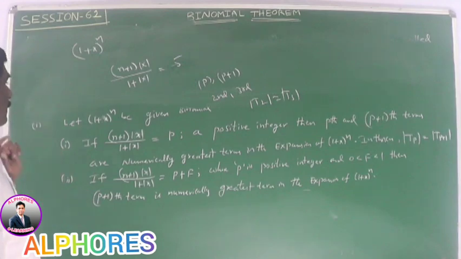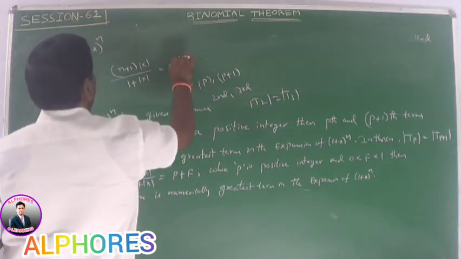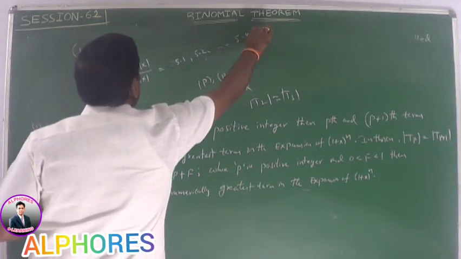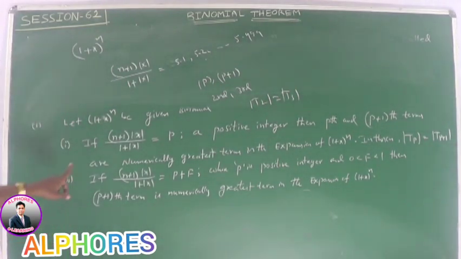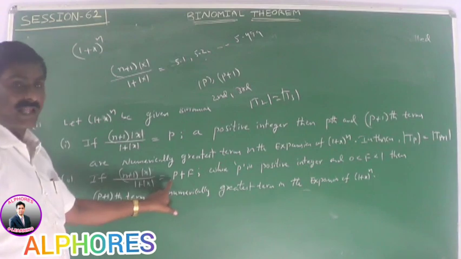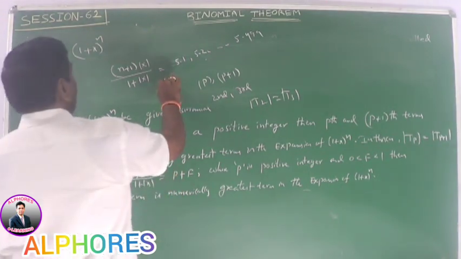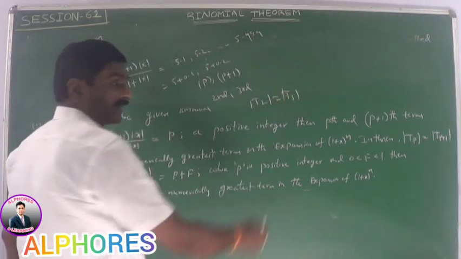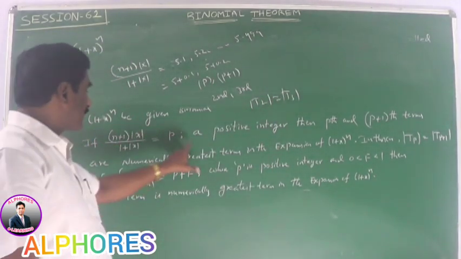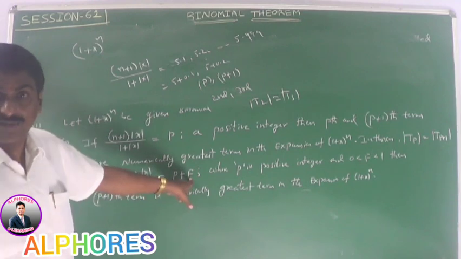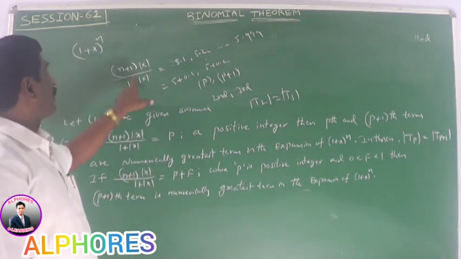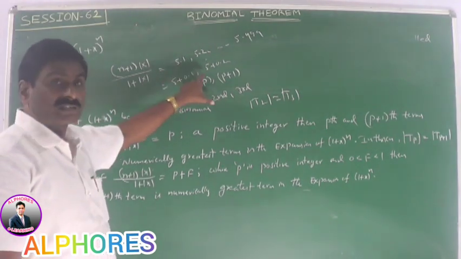Okay. Next, suppose this value is 5.1 or 5.2 up to 5.9. Suppose (n + 1)|x| / (1 + |x|) is equal to p + f. That means 5 + 0.1, 5 + 0.2, 5 plus some fractional part. In p + f form, f is the fractional part, always less than 1, between 0 and 1.